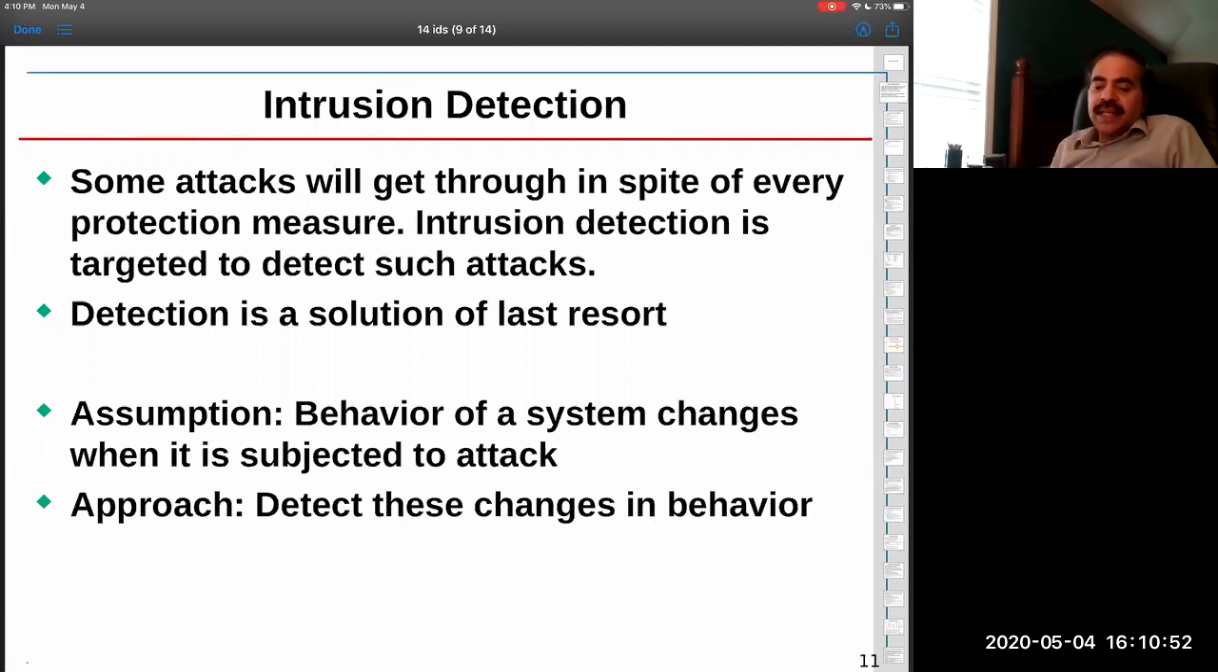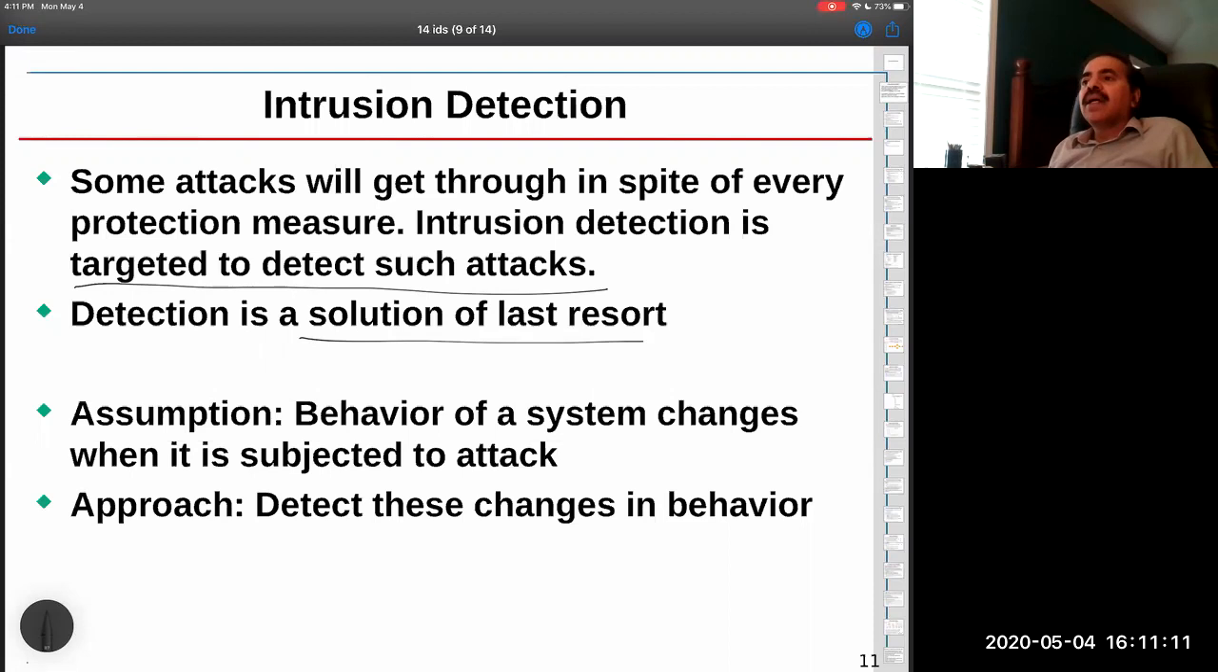Intrusion detection is aimed at detecting these attacks that get through all other defense techniques. And therefore, it is a solution of last resort, right? So you prefer that the attack be stopped by one of the other mechanisms you implemented. This is the catch-all, the last effort for you to try to catch an attack.